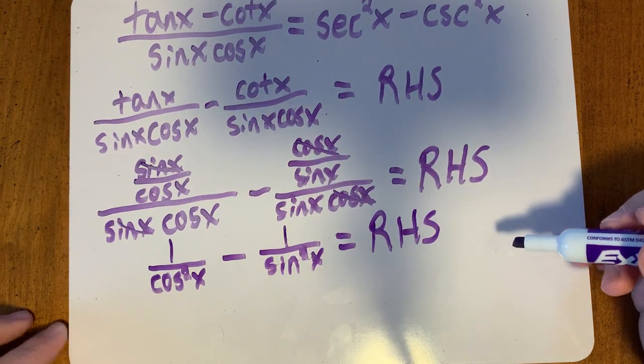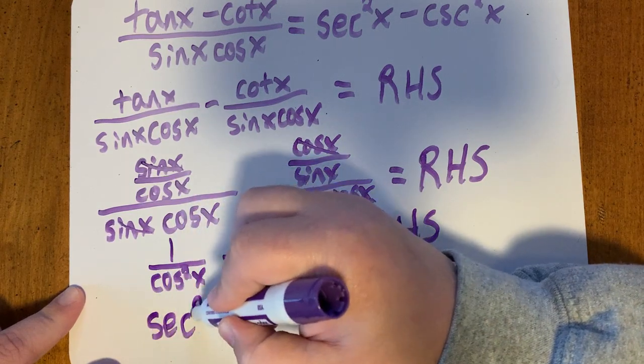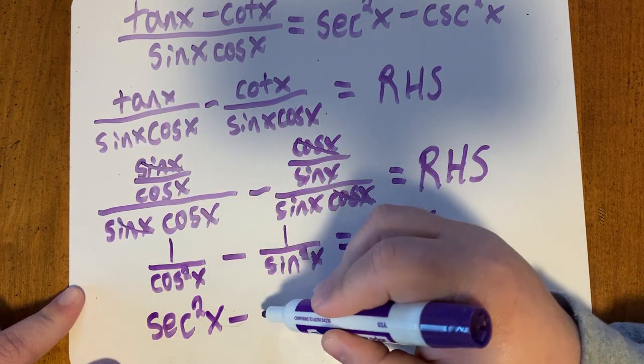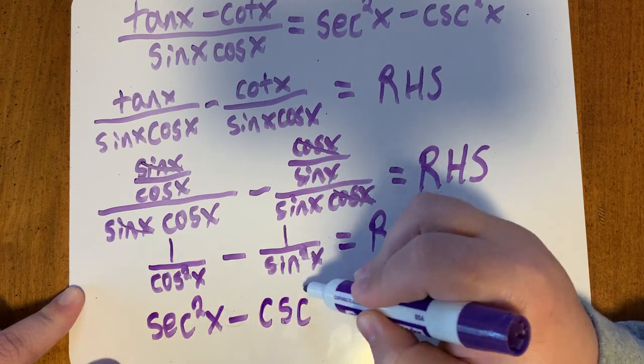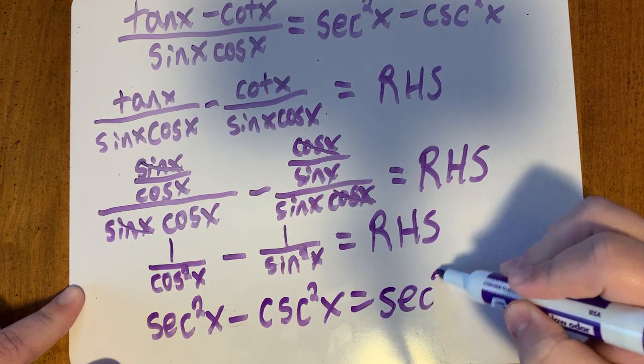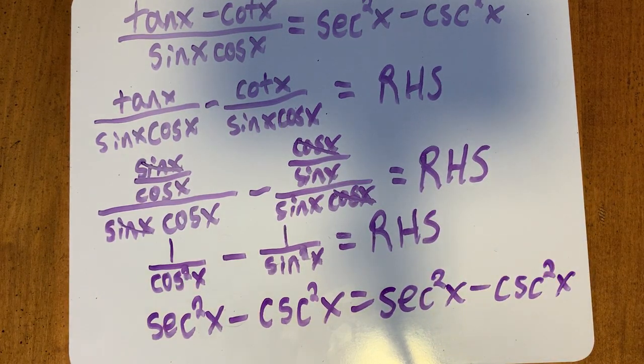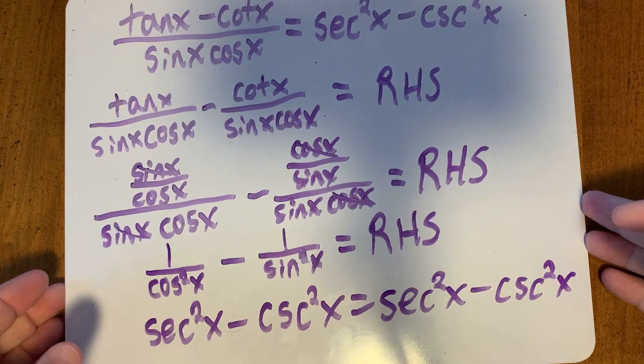So lastly, hey, 1 over cosine squared is secant squared of x. 1 over sine squared is cosecant squared of x. Hey, that's what we wanted. Secant squared of x minus cosecant squared of x. So that's another strategy.